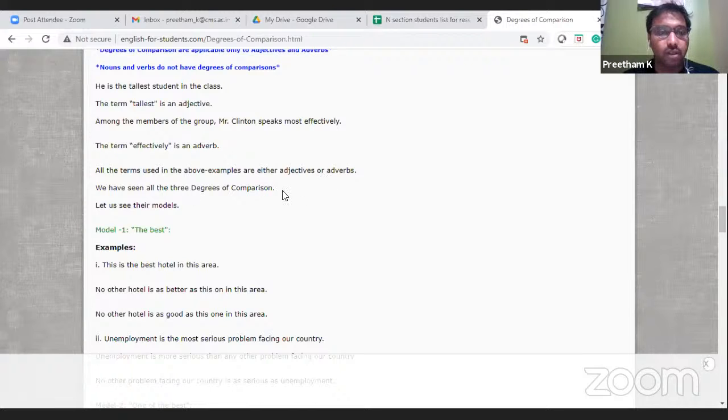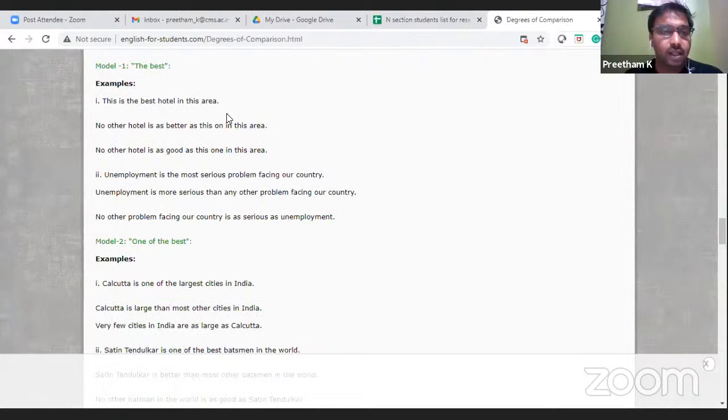We have seen all the 3 degrees of comparison. Let us learn their models, meaning the grammatical pattern. This is the best hotel in this area. No other hotel is as better as this one in this area. No other hotel is as good as this one in this area.